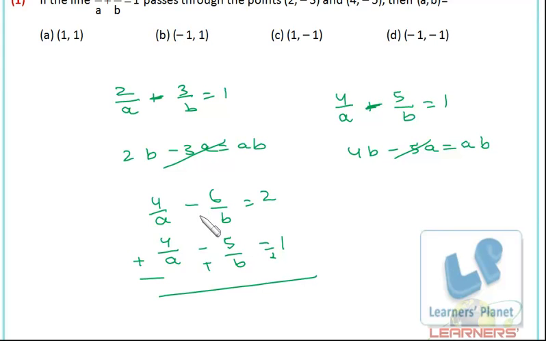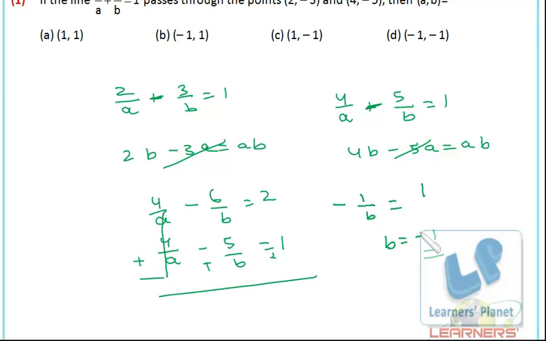So 4 by a is cancelled. 6 by b minus 5 by b, I'm sorry, this negative sign is over here. So it's minus 6 by b plus 5 by b. So it is minus 1 by b is equal to 2 minus 1. So that is 1. So b is equal to minus 1.